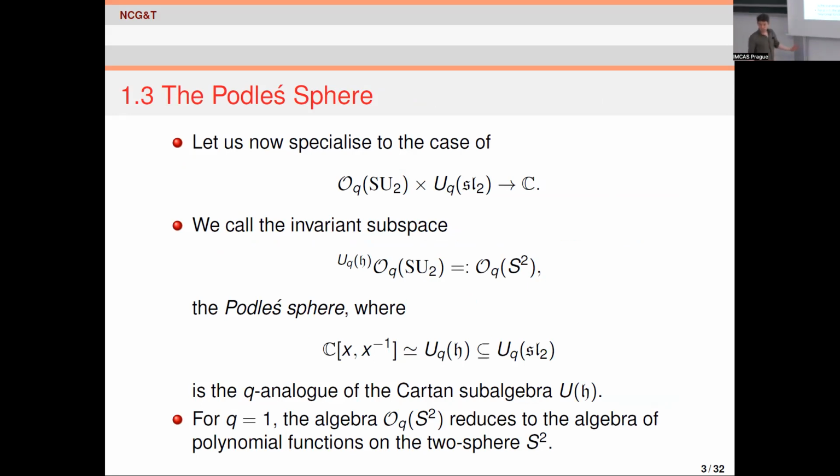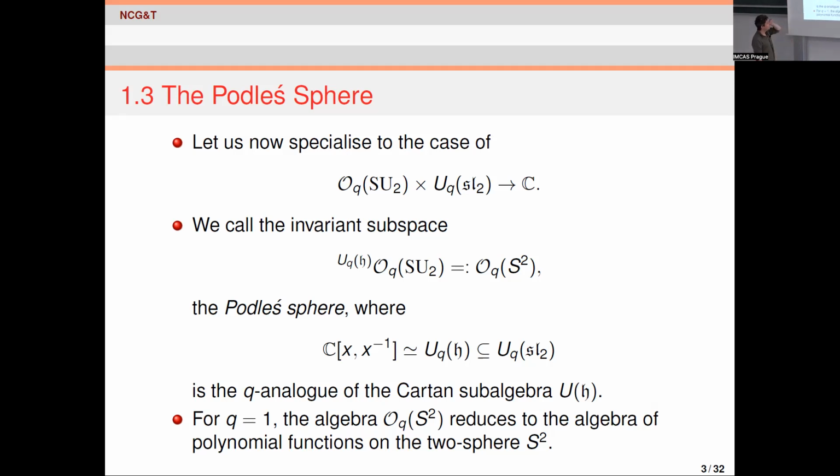So in order to give you some idea of what that means, let's just recall what Podleś itself looked like. We take the most famous example of Drinfeld-Jimbo coordinate algebras and Drinfeld-Jimbo quantized enveloping algebras: quantum SU2 and U_q(sl2), the C-star completion of the one on the left, O_q(SU2), being of course the most famous example of a compact quantum group, the first one that was discovered by Woronowicz.